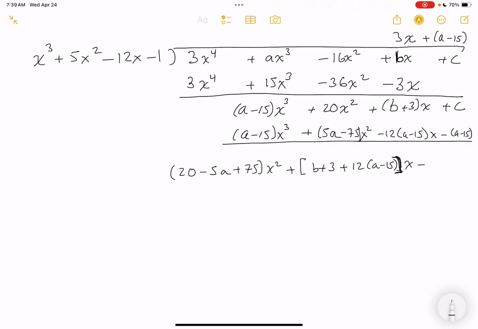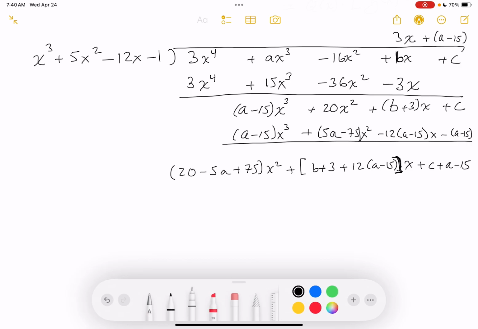And then you get plus c plus a minus 15. All right? So a couple of things I could do about this over here, and certainly I could figure out, there's equating coefficients over here. I could figure out some of the details about the constants. And I'm gonna do it all.